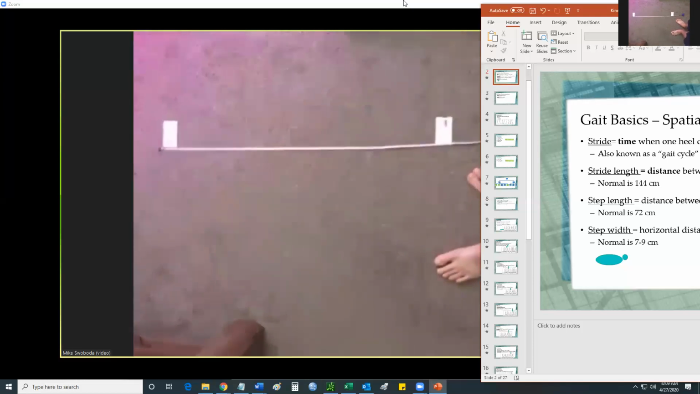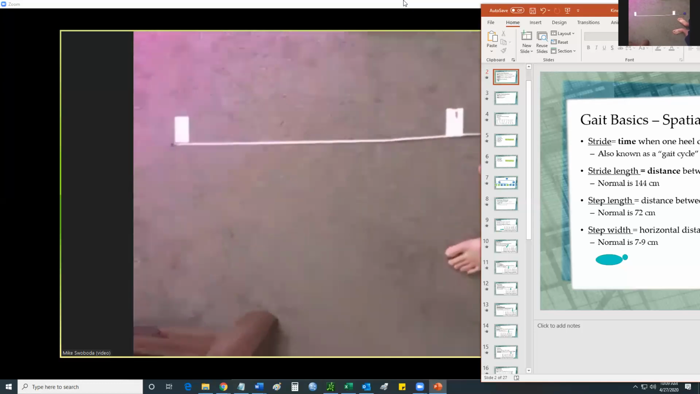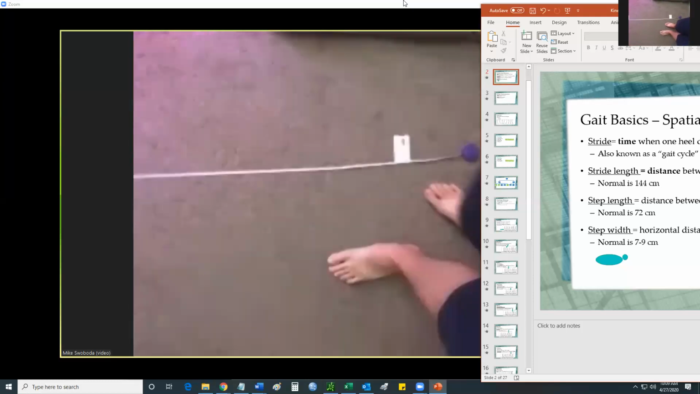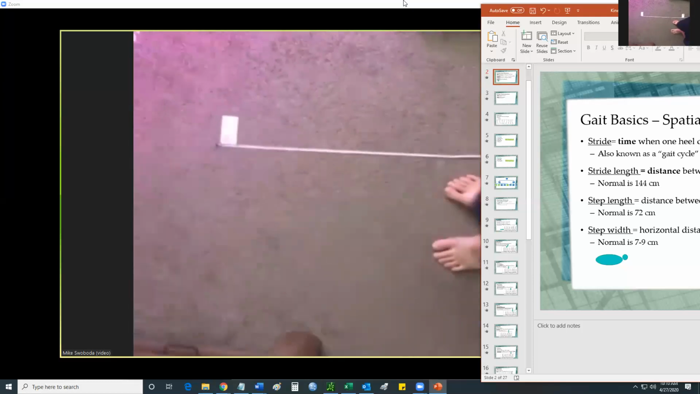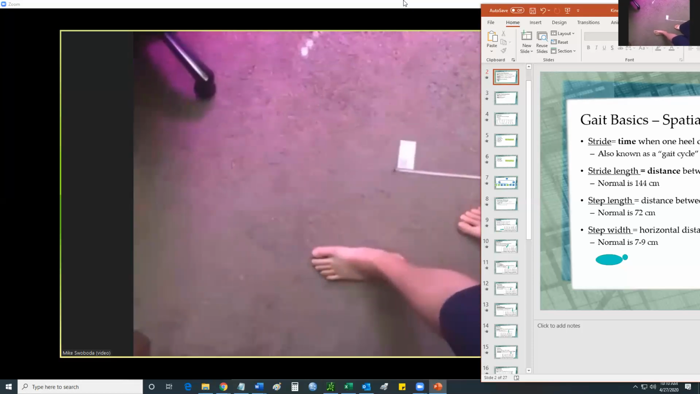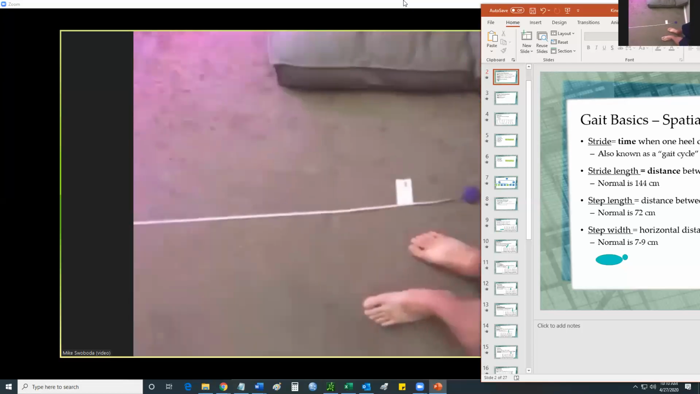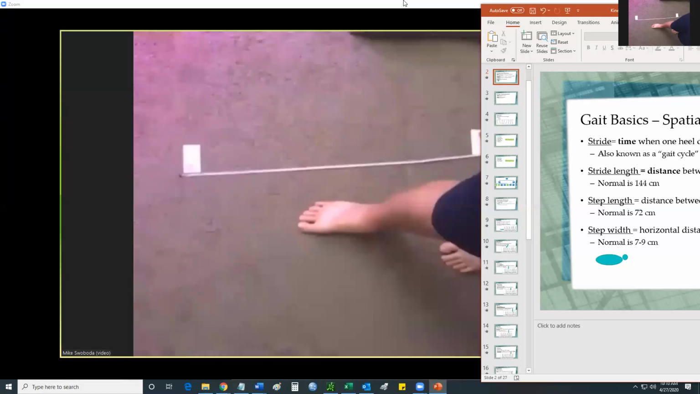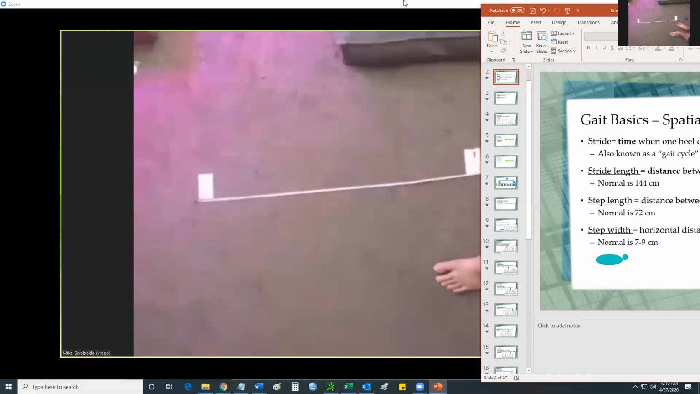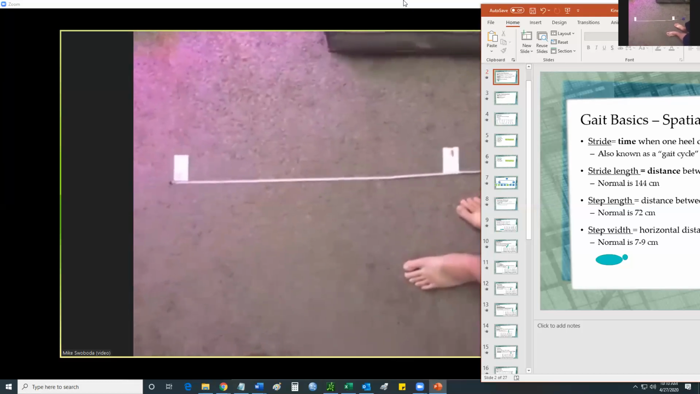Roughly, your stride length should be about twice the length of your step length. So if my stride length goes from here to here, that should be about twice as big as when I step from here to here, roughly. So that there is your step length and your stride length.